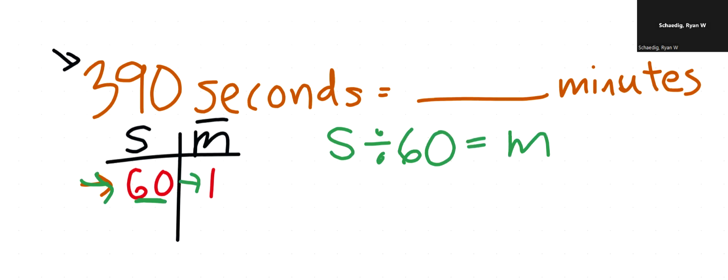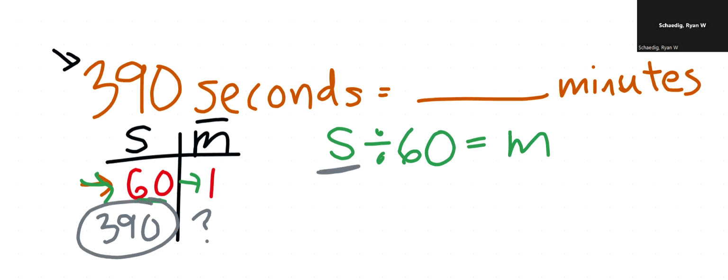Okay, so T-chart, one to many, wrote my rule. So seconds divided by 60 equals minutes. Now we're going to plug in what we know. We know that we have 390 seconds. We're trying to figure out minutes. So if I substitute, that means that this S right here is going to become 390. That whole concept of substitution. So let's go ahead and do that. So 390 divided by 60 equals M.